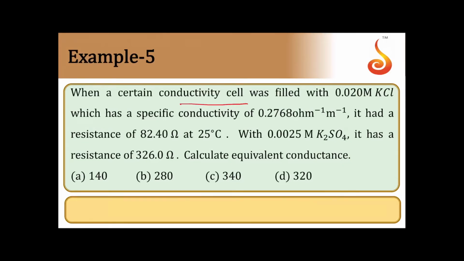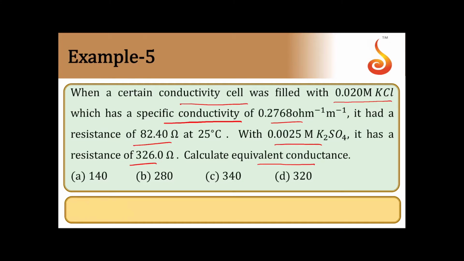When a certain conductivity cell was filled with 0.02 molar potassium chloride solution, it has a specific conductivity of 0.2768 ohm inverse meter inverse. It had a resistance of 82.4 ohms. With 0.0025 molar potassium sulfate solution, it has a resistance of 326 ohms. Calculate the equivalent conductance. So they are asking us the equivalent conductance of potassium sulfate.